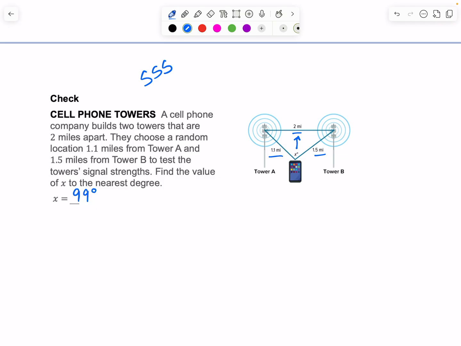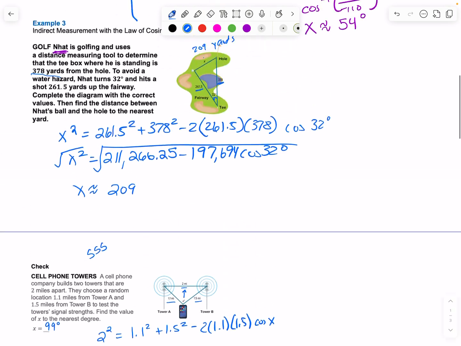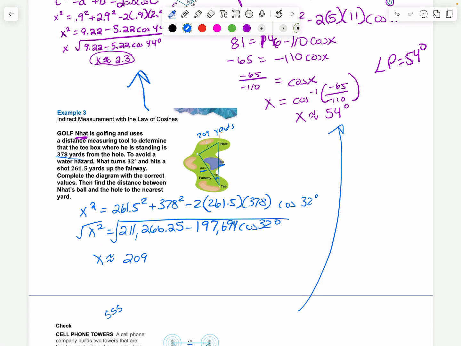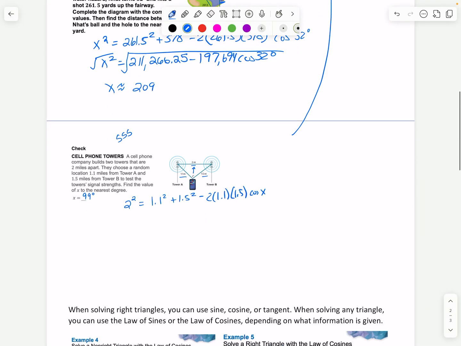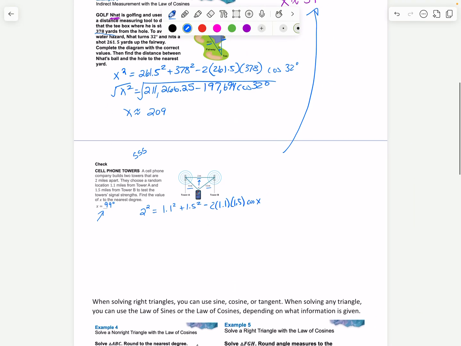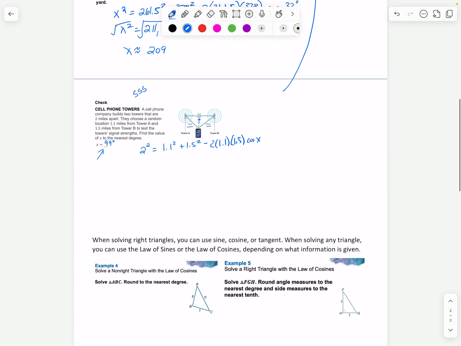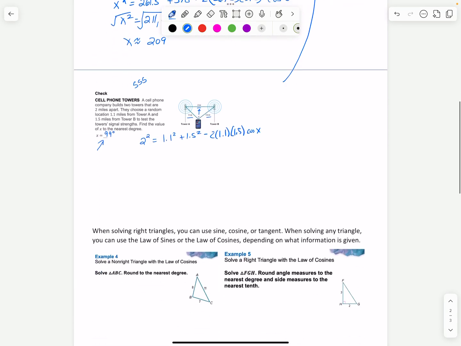When we do our formula now, we're going to be using 2 squared equals the other 2 squared minus 2 times the first one times the second one cosine x. And then you just work it out from there, just like we just did up here in this other example. Okay, you're going to end up with that cosine -1 and everything. And when you work that down, you should get to an answer of x equals 99 degrees. Okay, so hopefully that makes sense there with the law of cosines.